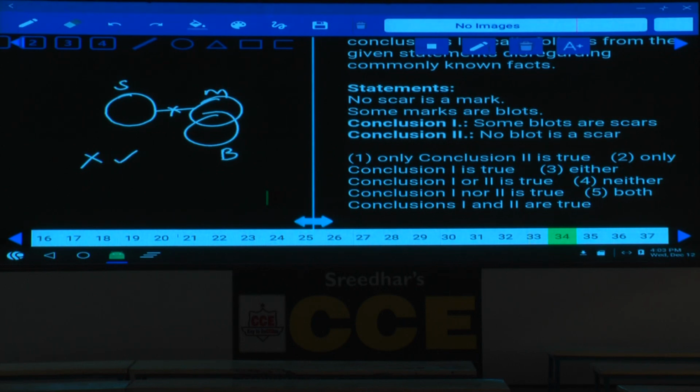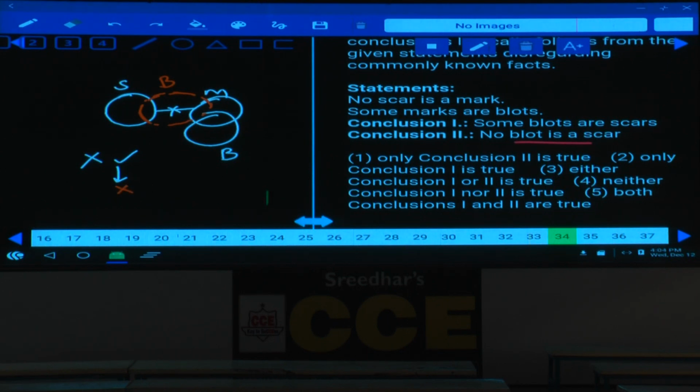Now the second conclusion, which is a negative conclusion, which is true. To make this one false, now we need to prove its complementary pair. What is a complementary pair here? No blot is a scarce means now we need to prove some of the blots are scarce. Some of the blots are scarce means blot and scarce should be written like this. Now tell me whether we can draw like this or not. Yes, if you draw like this, then what happens here? Some blots are scarce is true. No blot is a scarce will be false. Alternate diagram proven, previous conclusion is false.